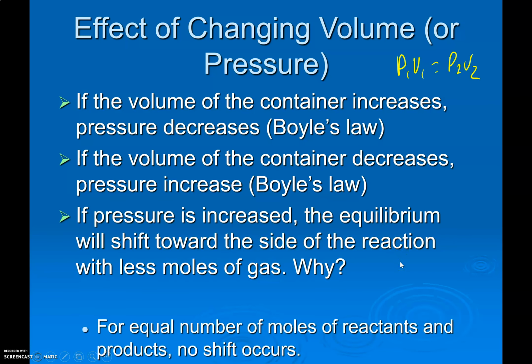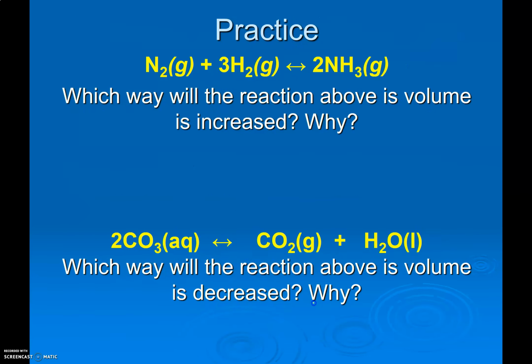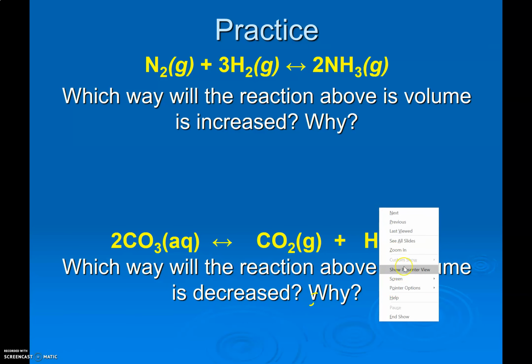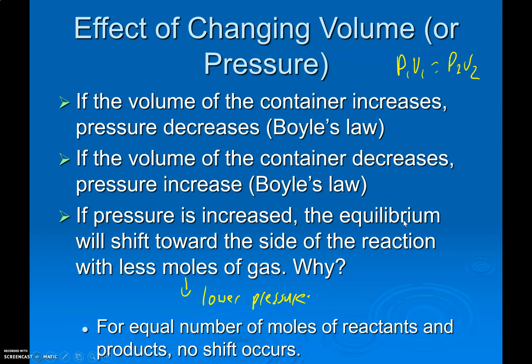And the reason why? Well, if you shift towards the side with fewer moles of gas, that lowers the pressure, because fewer molecules are hitting the wall. So if you increase the pressure, by shifting toward the side of the reaction with fewer moles of gas, you're lowering the pressure back to what it was. Conversely, if you decrease the pressure, you're going to shift towards the side with more moles of gas, so that you can go back to what the pressure was at equilibrium.